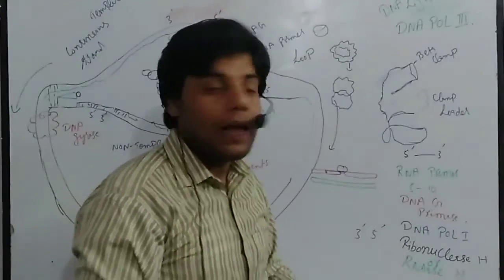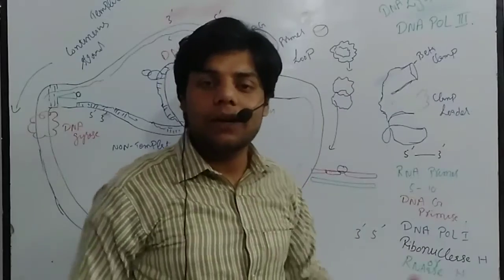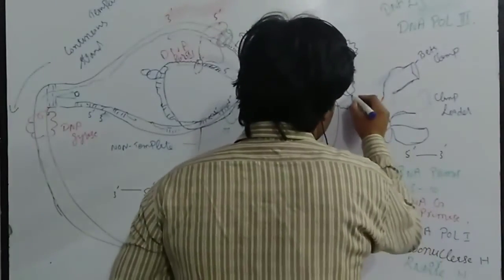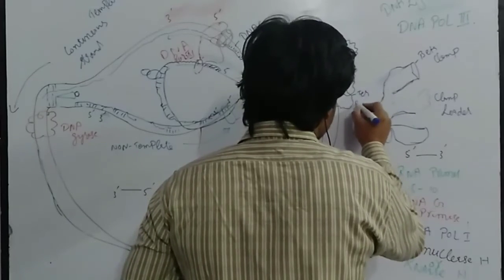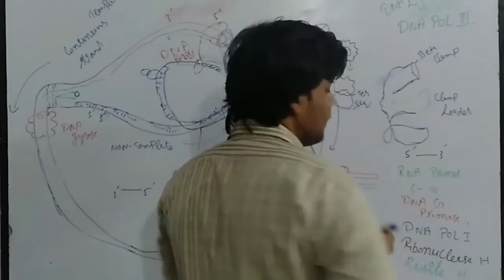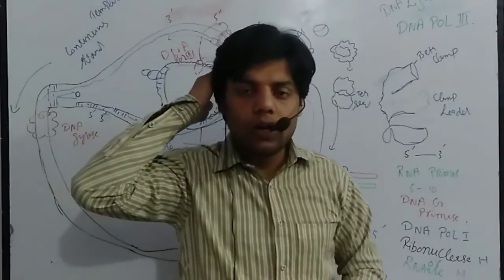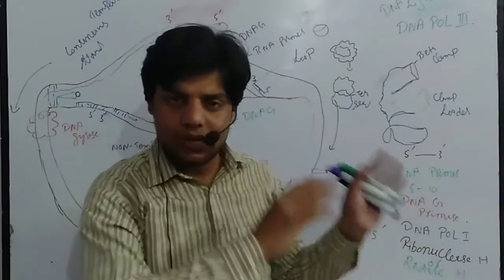Then at that specific area the elongation is completed and stopped, and that specific area we call the ter sequences. There are ter sequences as well as the TUS protein complex present, due to which the elongation process is completed.